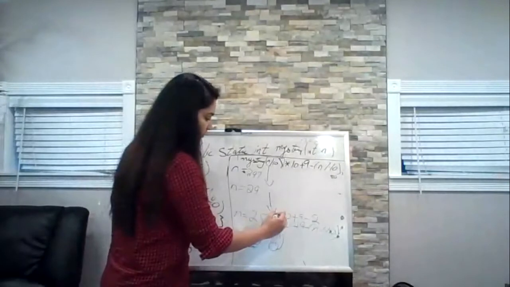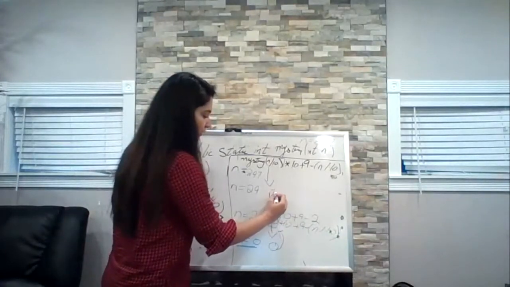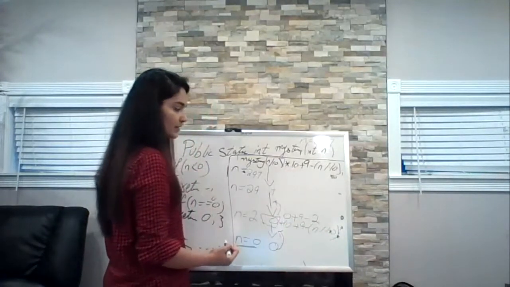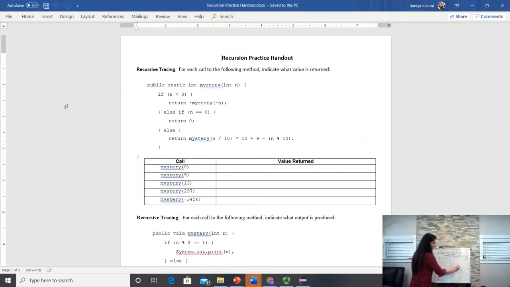So now you will return 7 over here. So it will be 7 times 10, 70, plus 9 minus n mod 10. Your n over here is 29. 29 mod 10 will be 9. Now you will do 70 plus 9, 79. 79 minus 9 will be 70, which will be returned to this part.